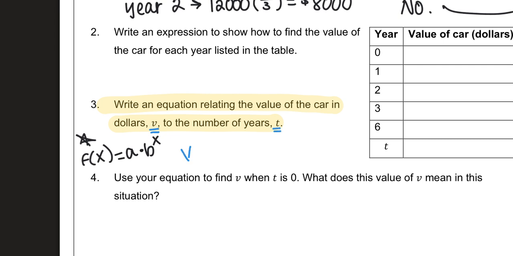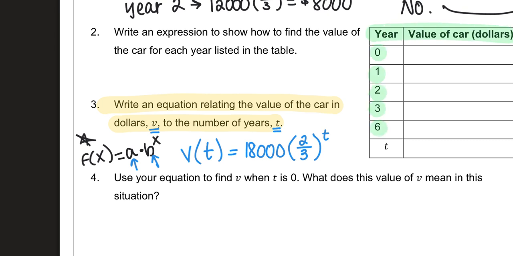So we are going to say v of t equals our initial value, which was $18,000, times the decay factor, which is 2/3 here, that's how much we are keeping, to the power t. Okay, so that is our equation for this problem. Now when we are going to write the equation for the value, we can take all these values for t and plug them in right there.